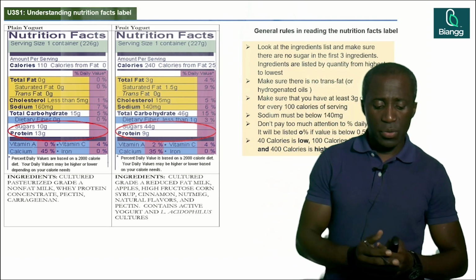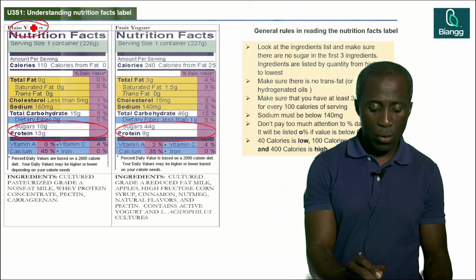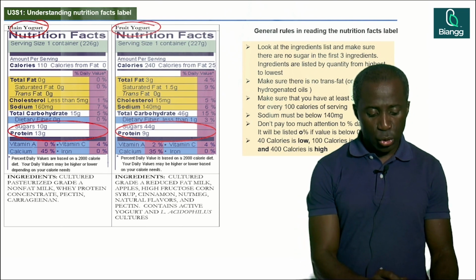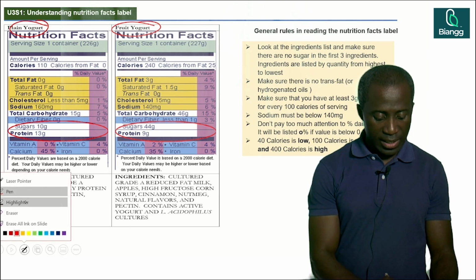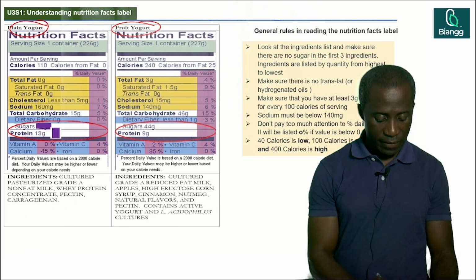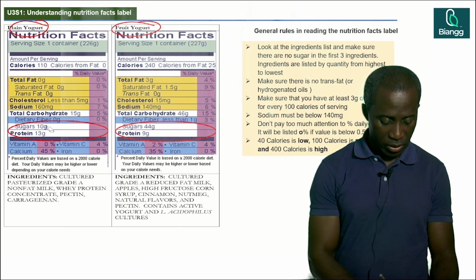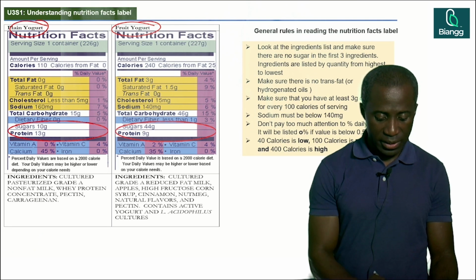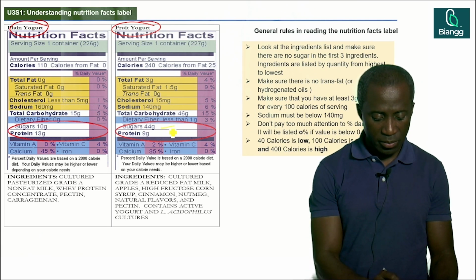Let's look at this type of yogurt here. We have a plain yogurt on our left side, and then we have the fruit yogurt here. So let's go down to sugar. As you can see, here we have around 10 grams of sugar, and here we have 44 grams of sugar.